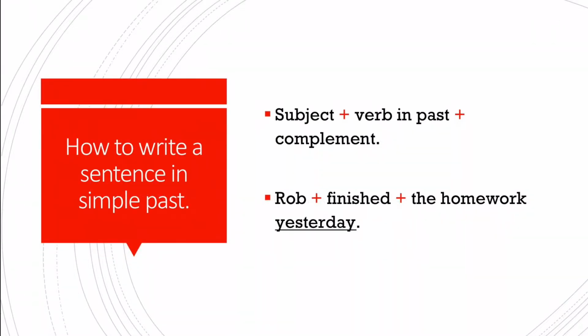How to write a sentence in simple past. Let's see which are the elements that we need in order to construct an affirmative sentence. First, we need a subject, the verb in past, and a complement. For example, Rob finished the homework yesterday.